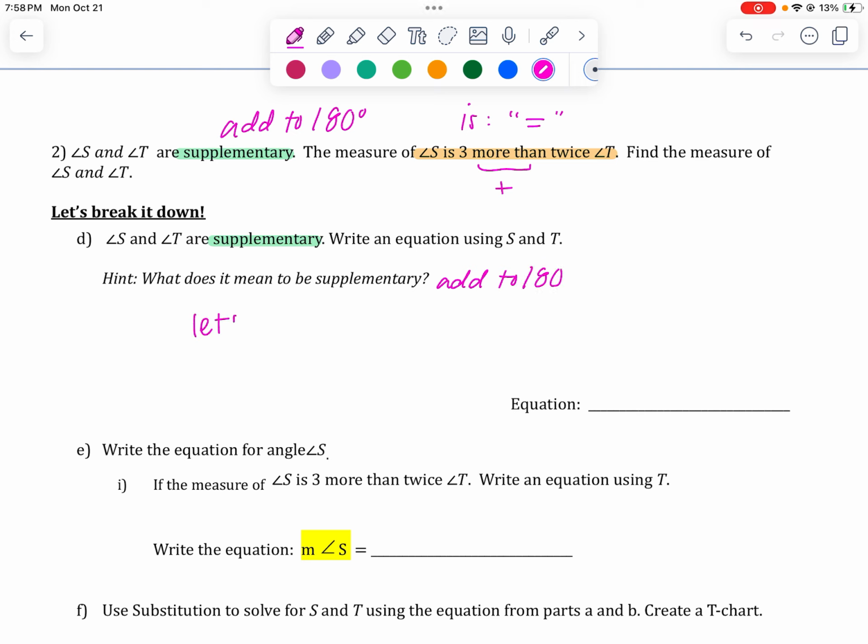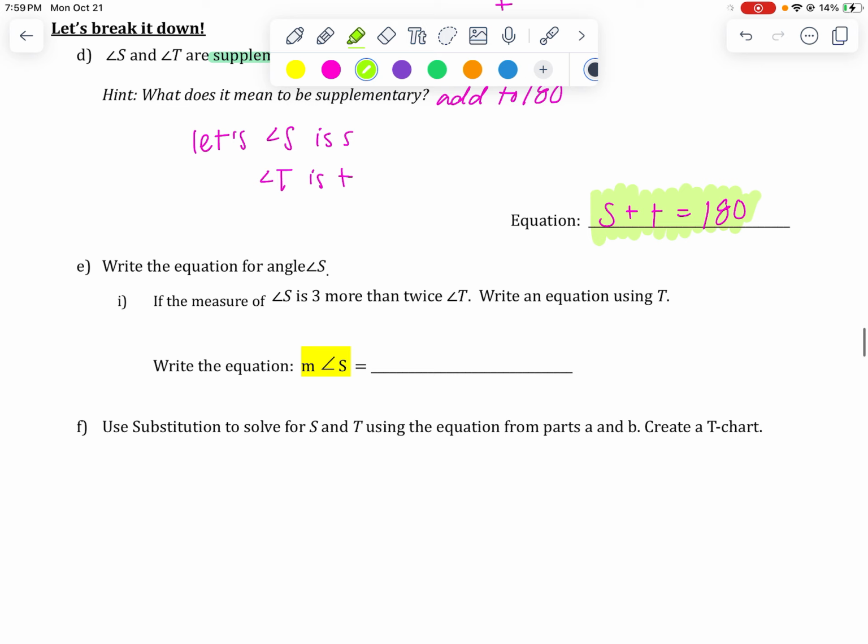Let's go ahead and say that angle S is little s and angle T is little t. So again, if I added S plus T, that's going to equal the 90. Oops, not 90, 180 degrees. Okay, so this is my first equation. S plus T is equal to 180.